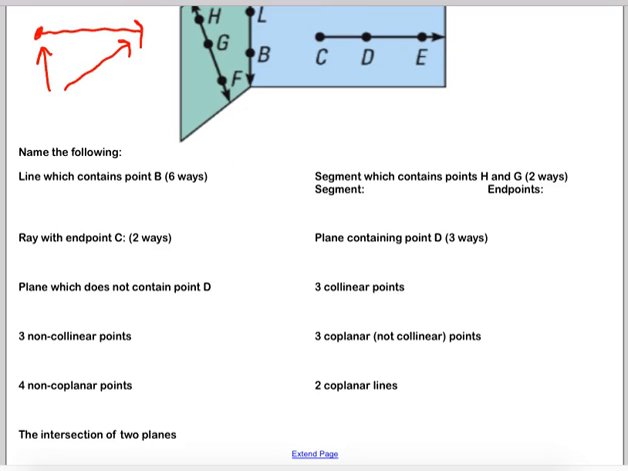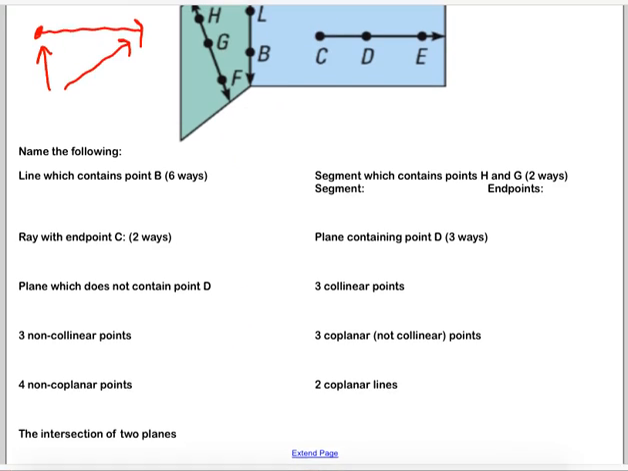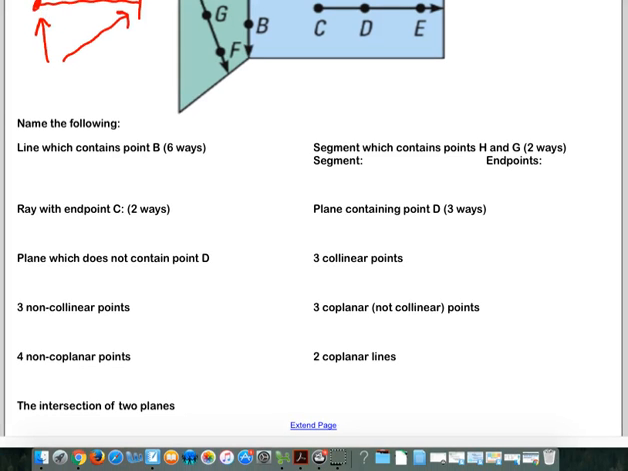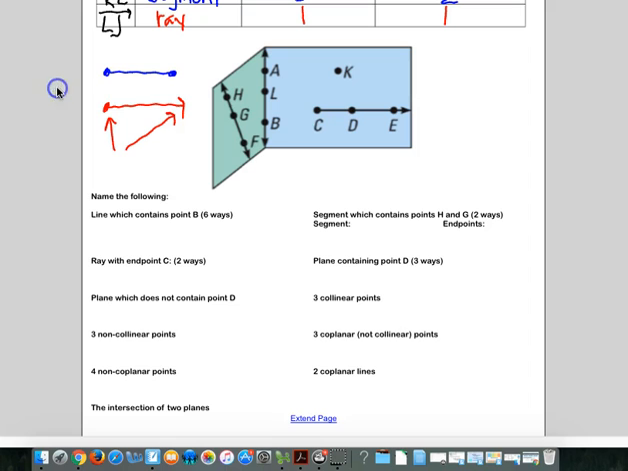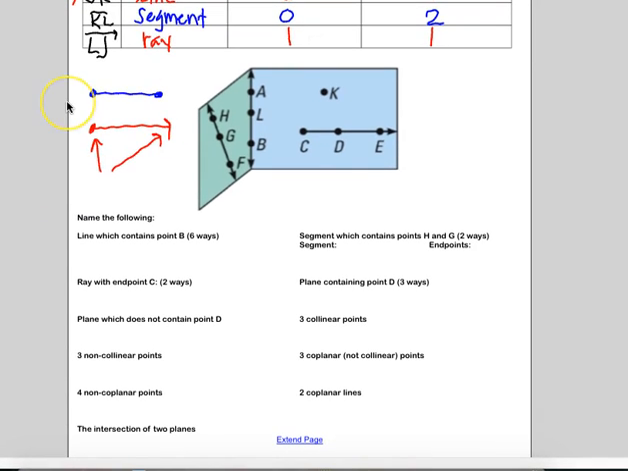I need to shrink this a second, so hold on here. I think this will work. Okay.